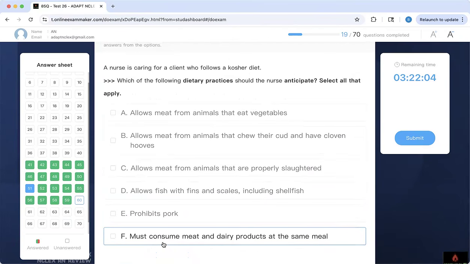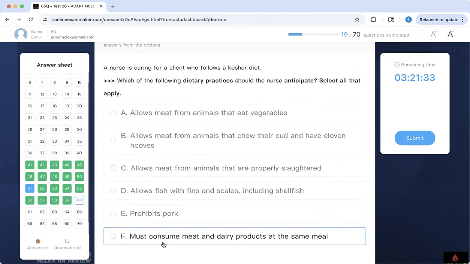And this is caring for a client who follows a kosher diet. Which of the following dietary practices should the nurse anticipate, select, or apply? Allow meat from animals that eat vegetables. Allow meat from animals that chew their cud and have cloven hooves. Allow meat from animals that are properly slaughtered. Allow fish with fins and scales, including shellfish. Prohibit pork and shellfish. Must consume meat and dairy products at the same meal.